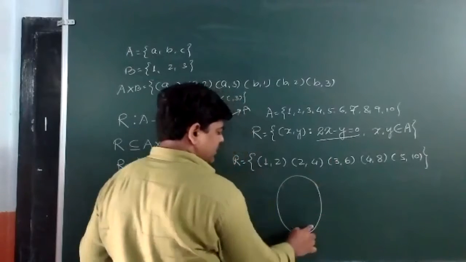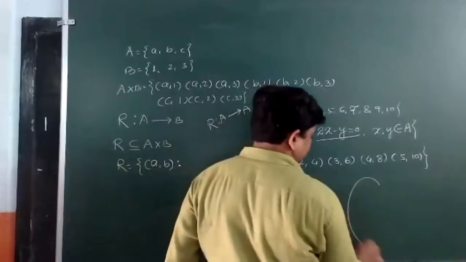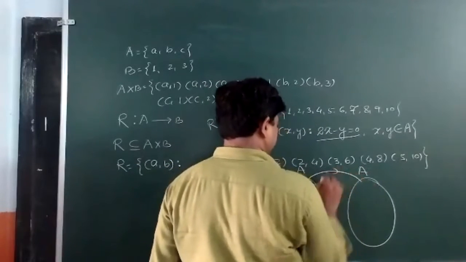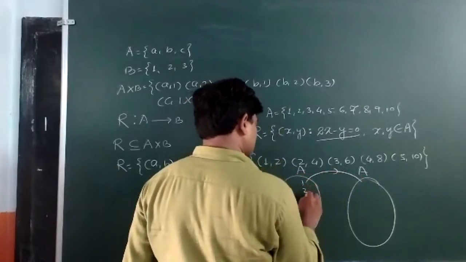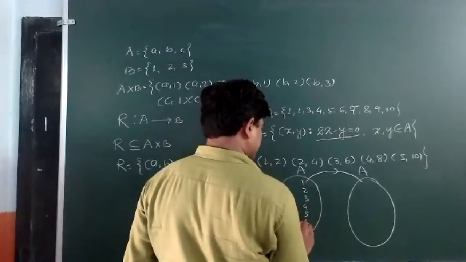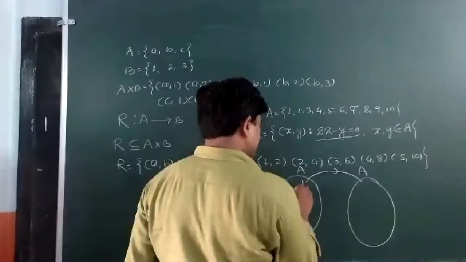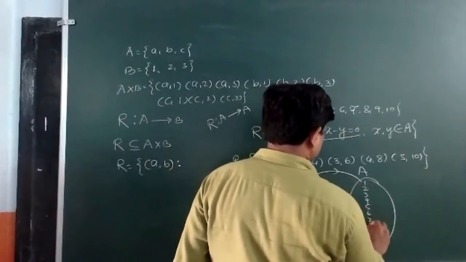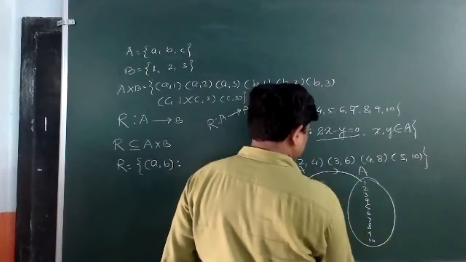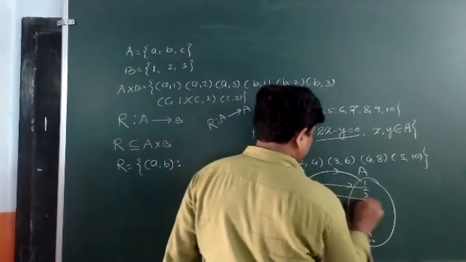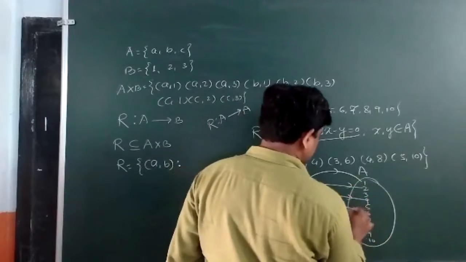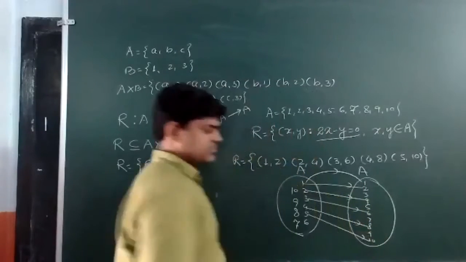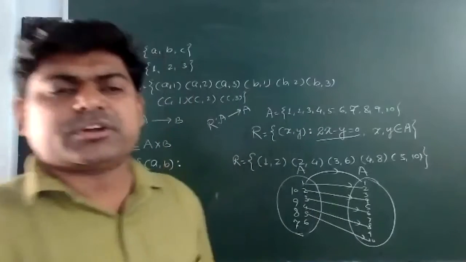Suppose I take here A, and here A again, because our relation is defined from A to A. I write 1, 2, 3, 4, 5, 6, 7, 8, 9, and 10 on each side. 1 is related to 2, 2 is related to 4, 3 is related to 6, 4 is related to 8, 5 is related to 10. This is the relation. This is another method to represent a relation.